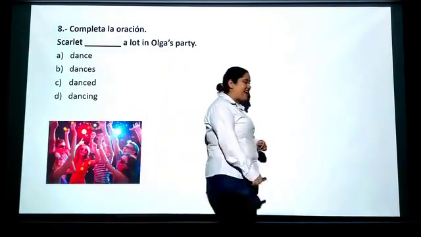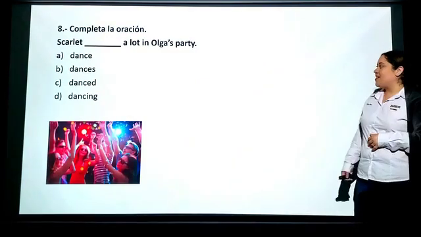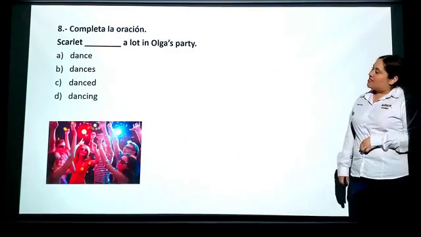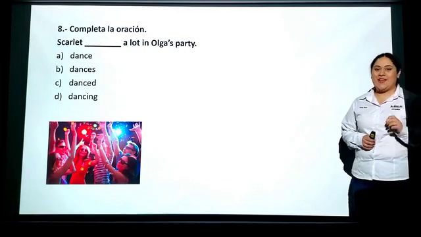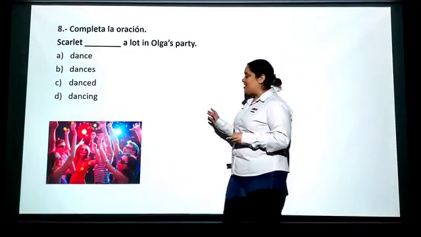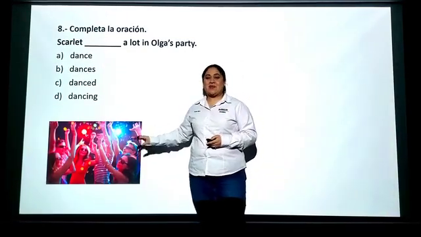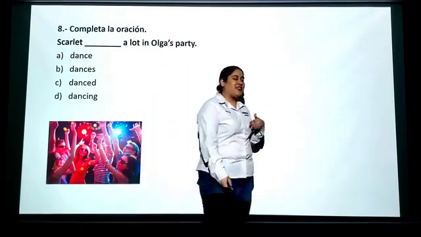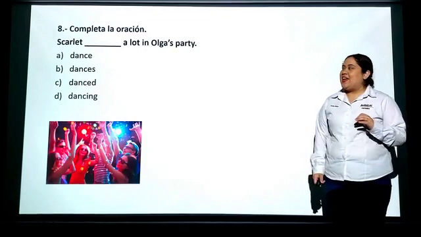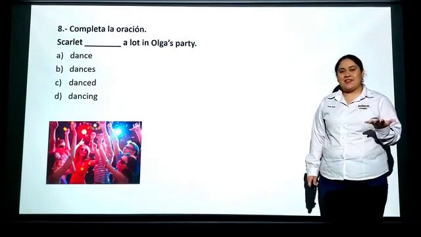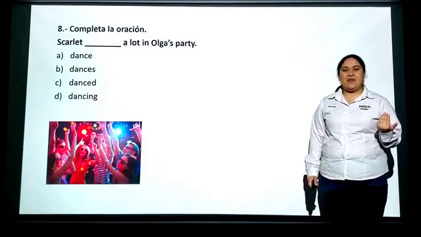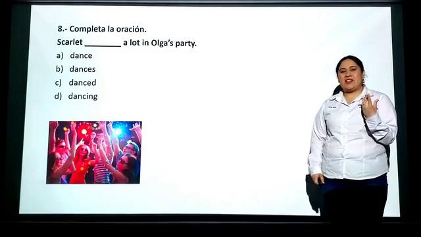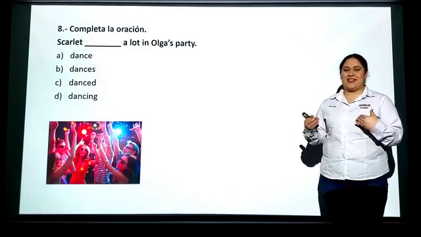Next, okay. In this case, we're going to talk about Scarlett at Olga's party. Look, this was the party. It was amazing. It was really fun. As you can see, this is Scarlett. Now, this sentence is, as you can see, in past. The party already happened. If you write it in present, then the party would be happening constantly.